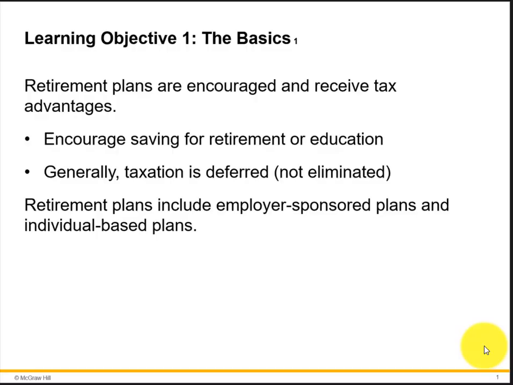We're talking about saving money for retirement, for education. We're going to do this in two parts. This is part one. We'll go over some of the basics and give the introduction, and then we'll wrap up with part two. So the idea is that Congress has determined that saving for retirement, saving for education is something that they want to encourage.